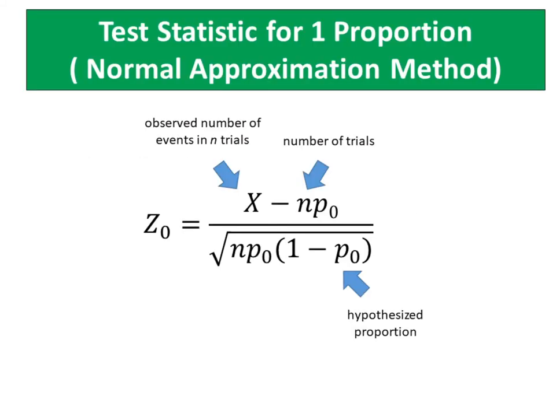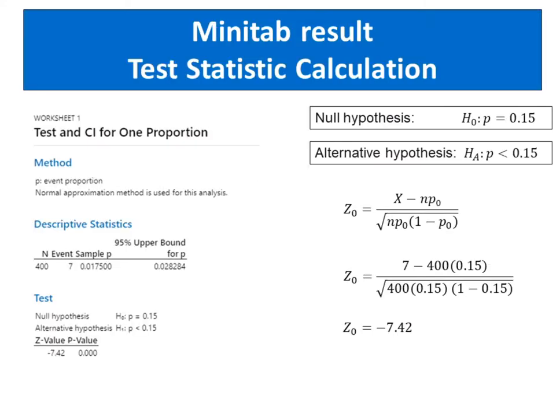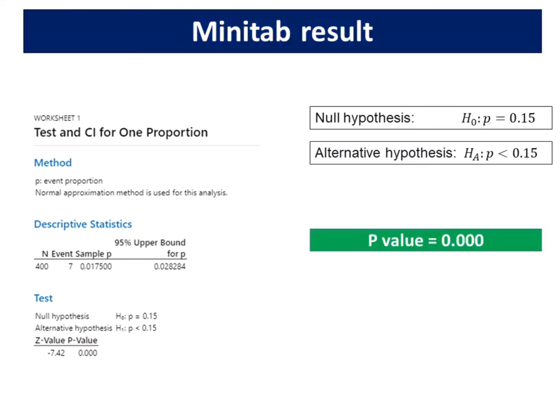The test statistic for one proportion is shown as below. n is number of trials, x is observed number of events in n trials, and proportion sub 0 is hypothesized proportion. The test statistic is -7.42. The calculation method is shown on the right-hand side. To determine whether the difference between the population proportion and the hypothesized proportion is statistically significant, compare the p-value to the significance level.